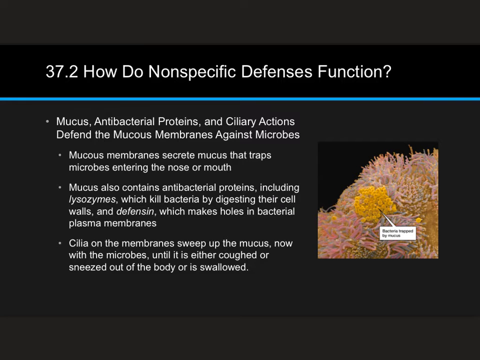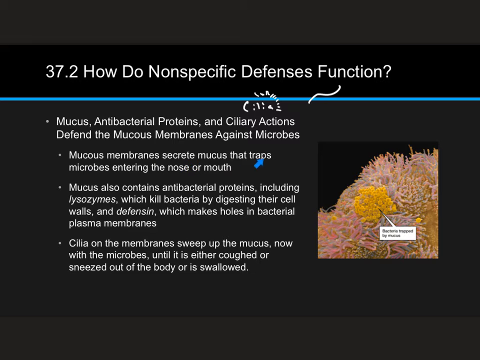Okay, so mucus, antibacterial proteins, and ciliary actions defend mucous membranes against microbes. So this is talking about, if you remember this word from first semester, cilia. There was cilia and flagella. Flagella were the long tails. Cilia were the little tails that were on the outside of bacteria and other types of things. The little cilia, those are actually going to be helpful for preventing stuff from getting into your body.